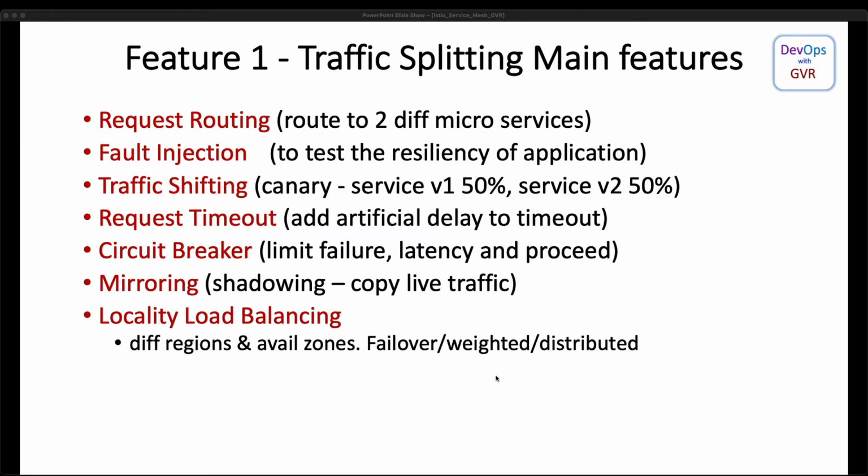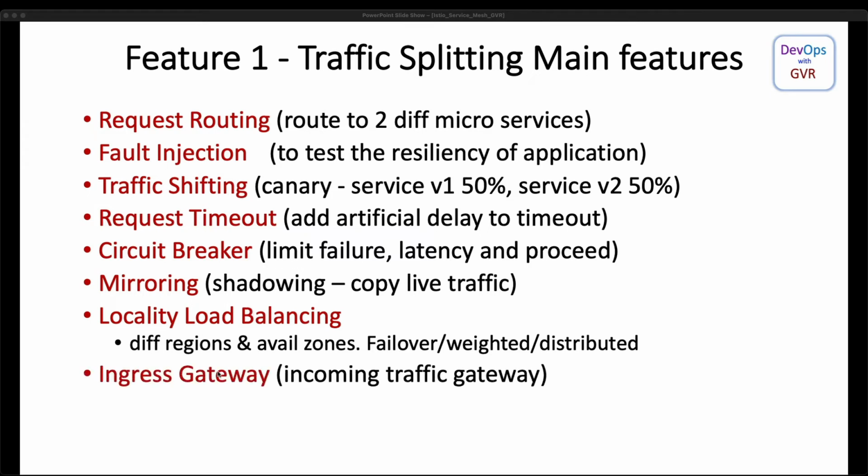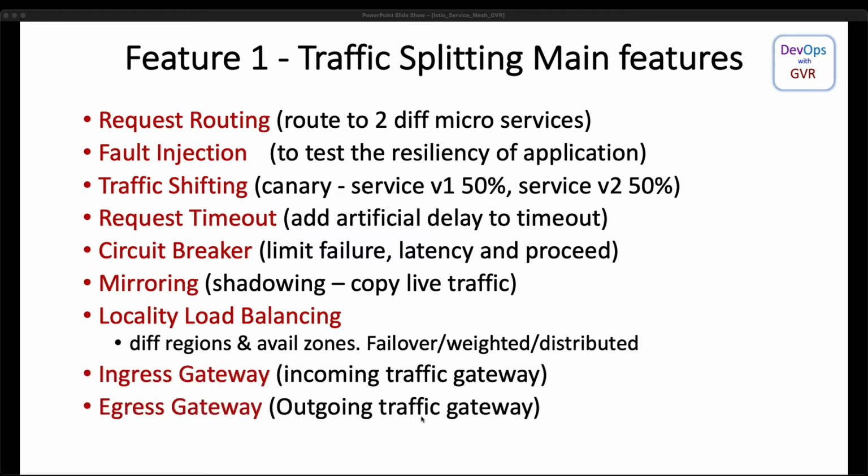So that load balancing capability you can achieve by using a service. For that, your Kubernetes clusters have to be in different regions and different availability zones, where you can fail over or weight, maybe Singapore and, say, Europe. So Singapore 50%, Europe say 30%, and India 20%, something like that you can configure. Ingress gateway for incoming and egress gateway for outgoing traffic you can control.